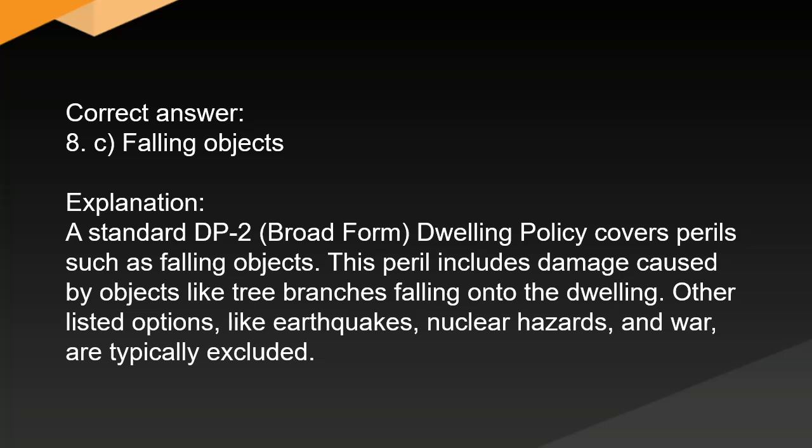Correct answer. C. Falling objects. Explanation. A standard DP-2 broad form dwelling policy covers perils such as falling objects. This peril includes damage caused by objects like tree branches falling onto the dwelling. Other listed options, like earthquakes, nuclear hazards, and war, are typically excluded.